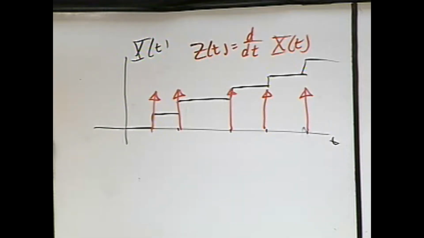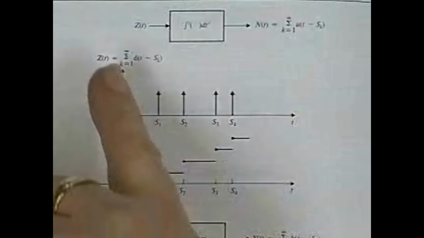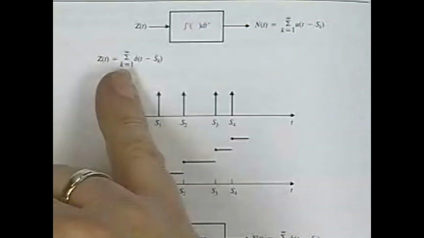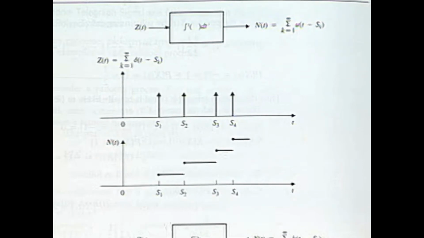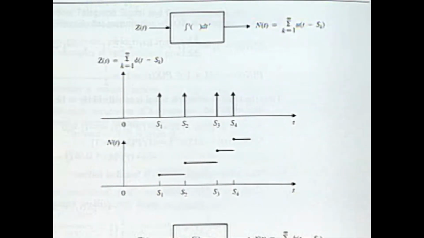This will be referred to as a Poisson point process. It is a stochastic process, which is a sequence of Dirac deltas occurring everywhere that there is a Poisson point. I have down here page 352. Page 352 basically gives the same thing that I just drew on the board. Here we have our Poisson counting process, and then we take the derivative of it, and the actual z of t can be written as the summation of k equal to 1 to infinity of a Dirac delta function of t minus s sub k, where s sub k corresponds to the kth Poisson point location. So we have a number of individual jumps here.